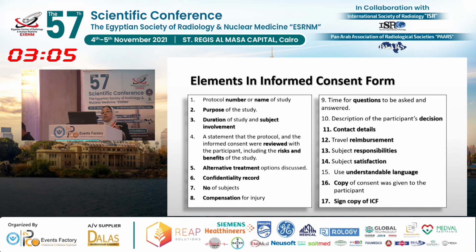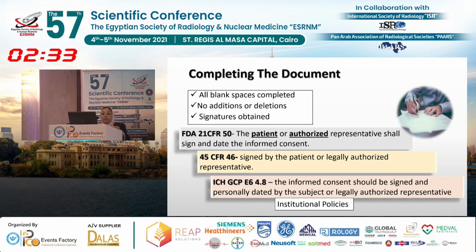Elements of the informed consent form include the number and name of the study, purpose of the study, the duration of the study, subject involvement, risks and benefits, alternative treatment, confidentiality, reports, number of subjects, compensation for injury, time for questions, contact details, reimbursement, subject responsibilities and satisfaction, and you have to use understandable language, and a copy of the signed consent should be handed to the subject or the representative.